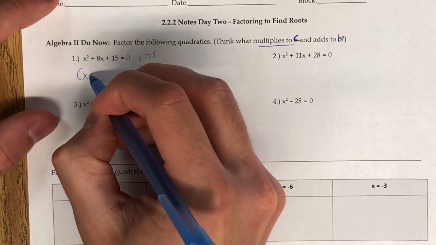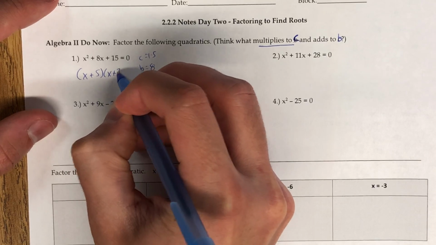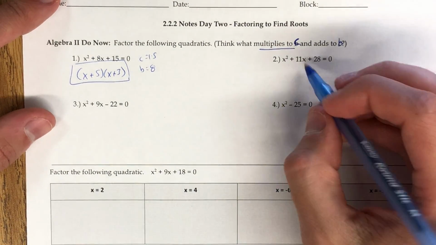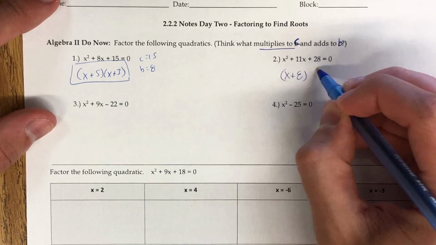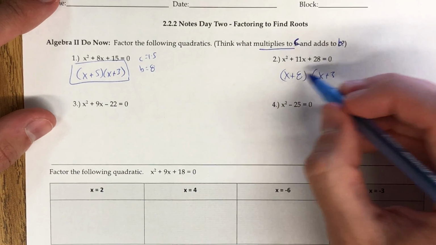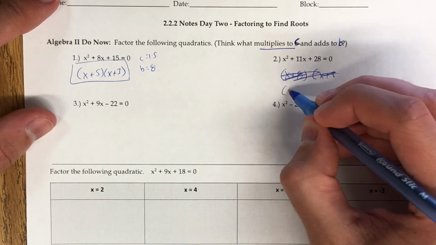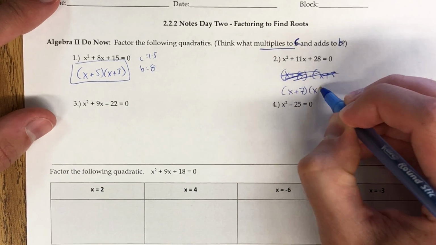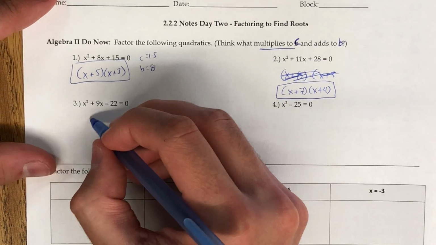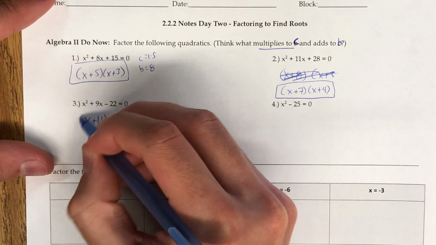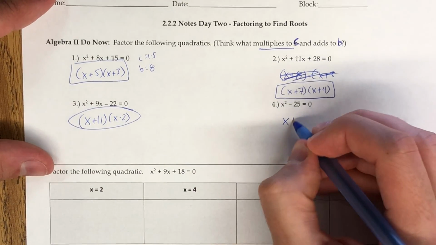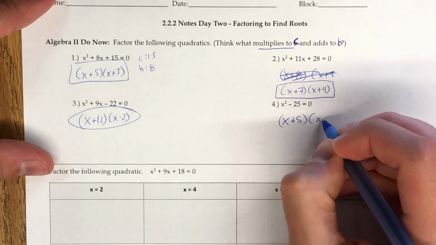to 15 and add to 8 would be 5 and 3, so our factors would be x plus 5, x plus 3. For number 2, we'll have x plus 8, x plus, sorry, that's not correct. We'll have x plus 7, x plus 4. For number 3, we'll have x plus 11, x minus 2. And then we'll have x plus 5, x minus 5.